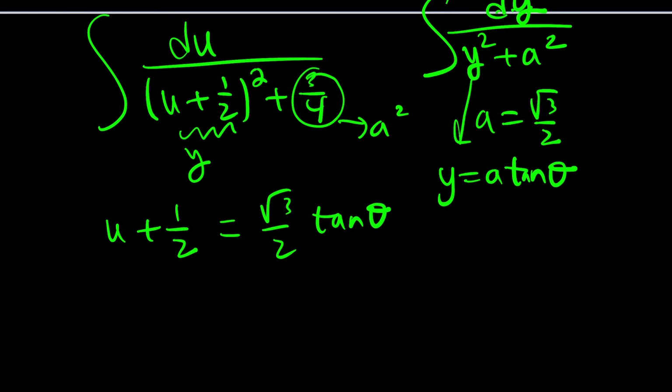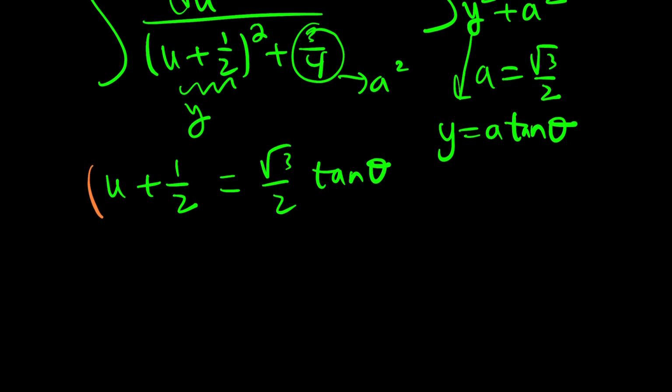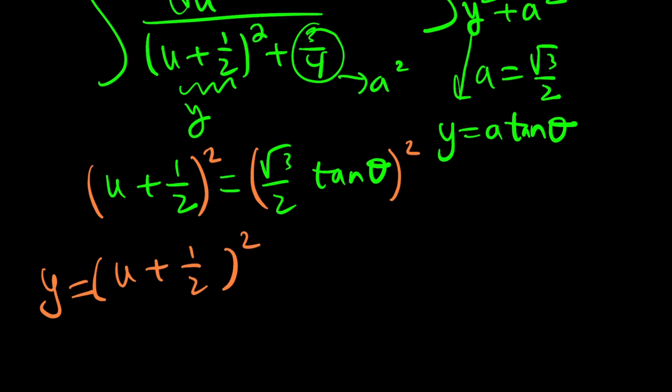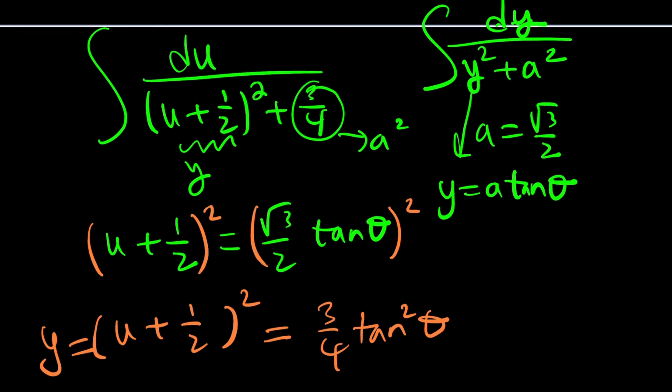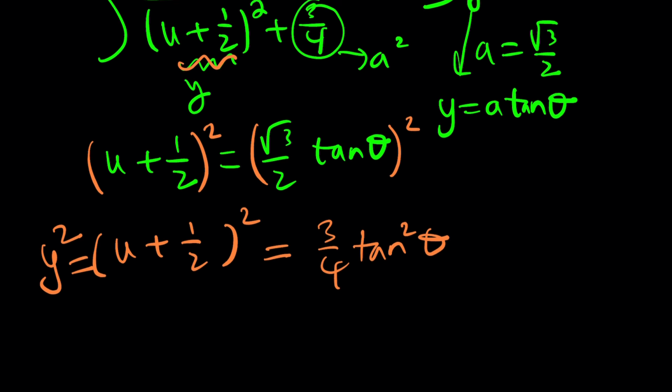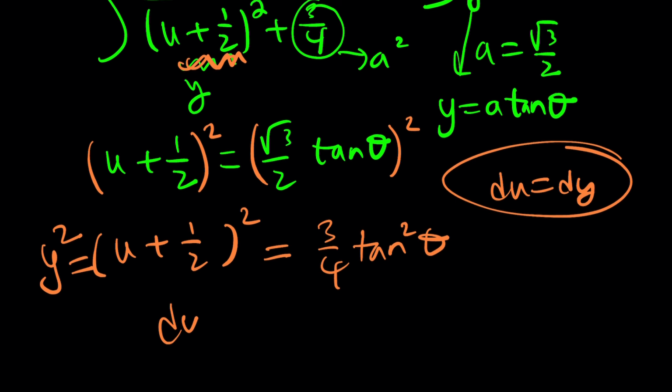Great. Now when I square both sides, I'm going to be getting u plus 1/2 squared, which is y squared, by the way. It's going to be 3 over 4 tangent squared theta. Great. So now you're going to replace y squared with that. And by the way, since u plus 1/2 is y, du is the same as dy. Great. So I can now replace du with dy.